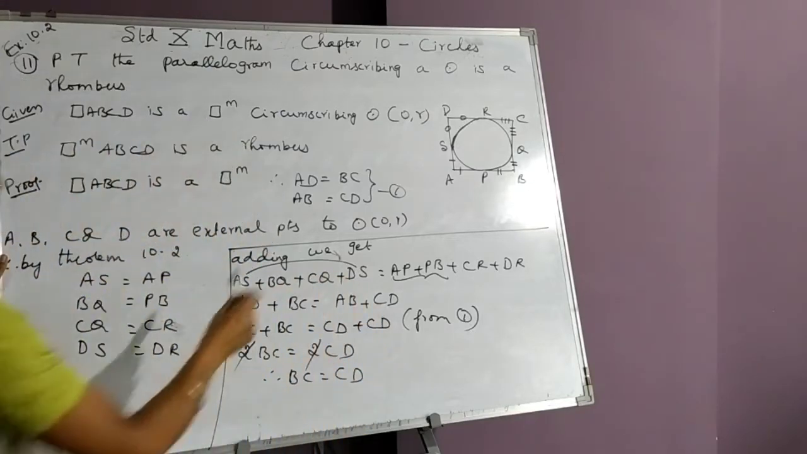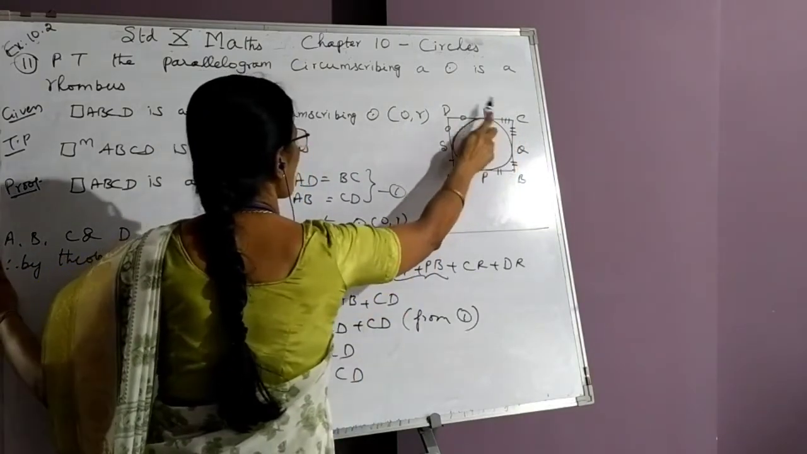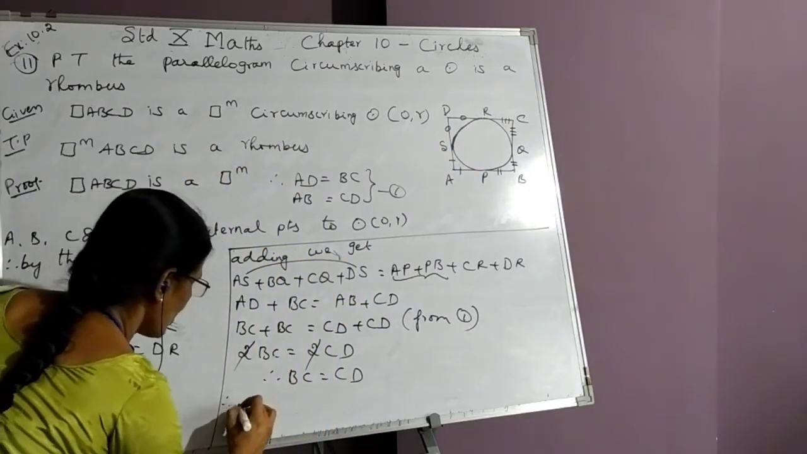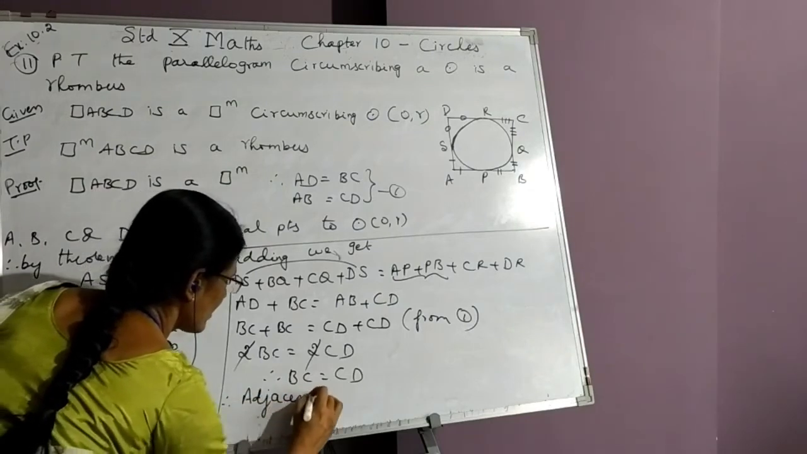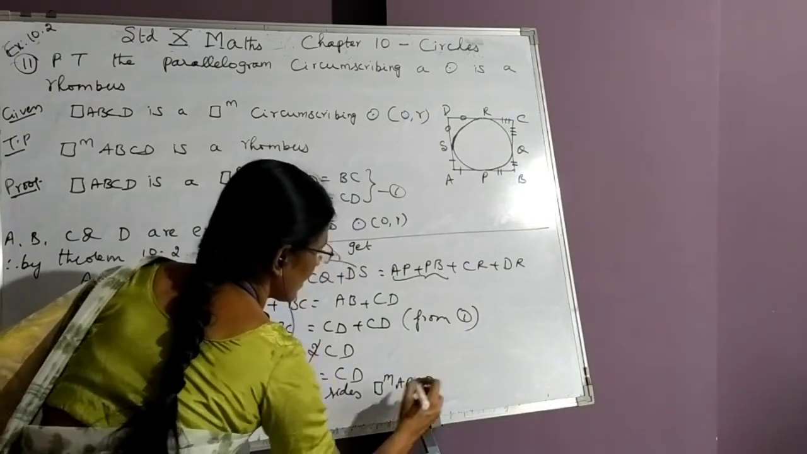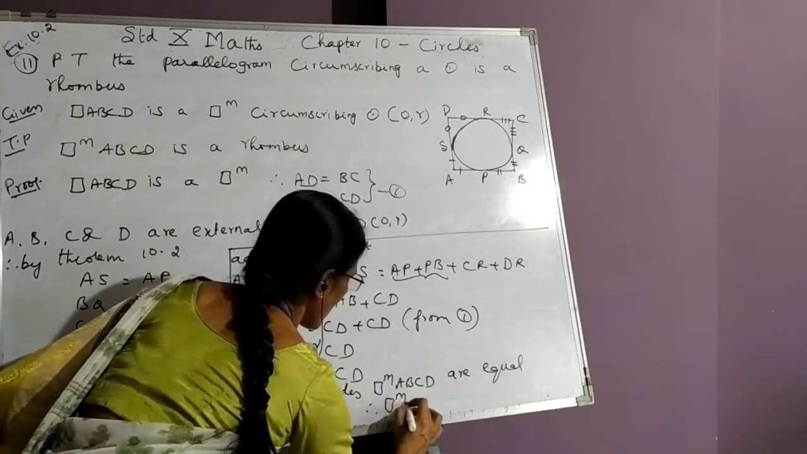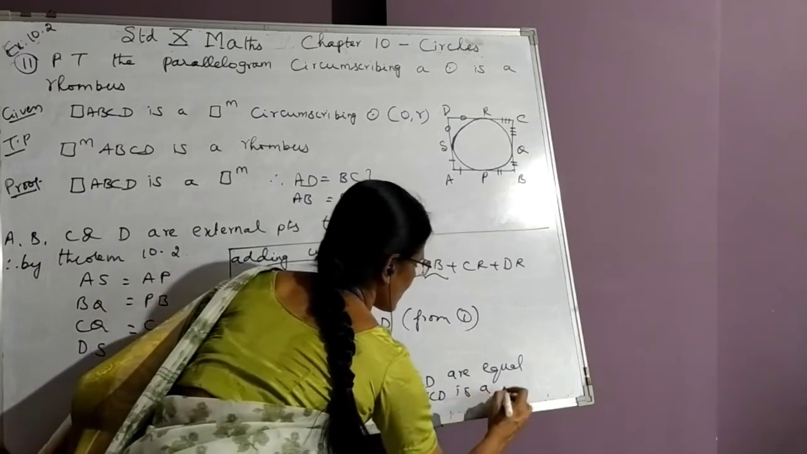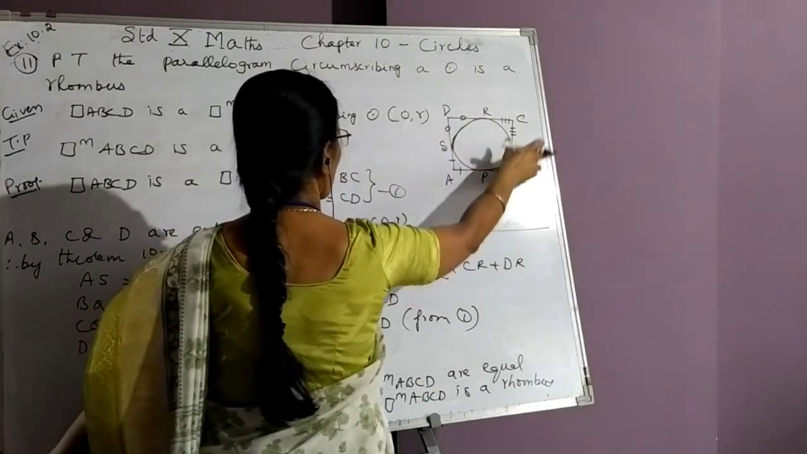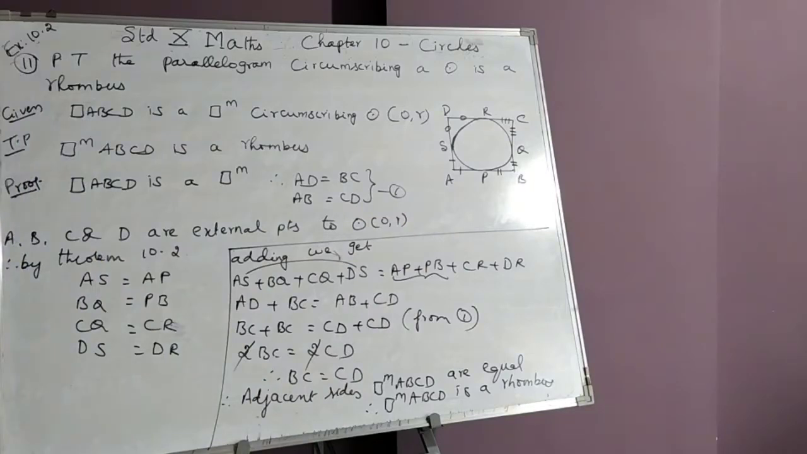Equal to CD. BC and CD are adjacent sides of a parallelogram. When adjacent sides of a parallelogram are equal, the parallelogram becomes what? Becomes a rhombus. Therefore, adjacent sides of parallelogram ABCD are equal. Therefore, parallelogram ABCD is a rhombus. Because already opposite sides are equal in a parallelogram. Now we have proved adjacent sides are also equal. Therefore, the parallelogram becomes a rhombus.